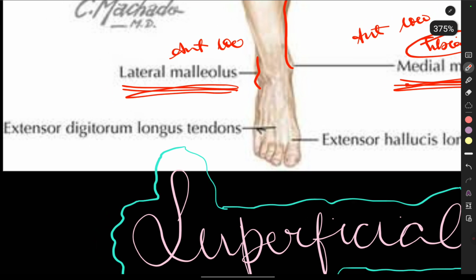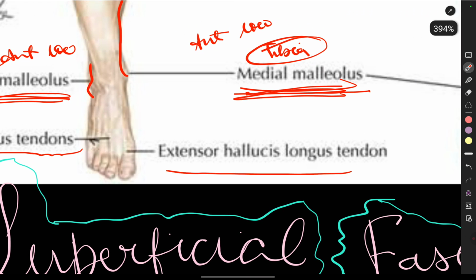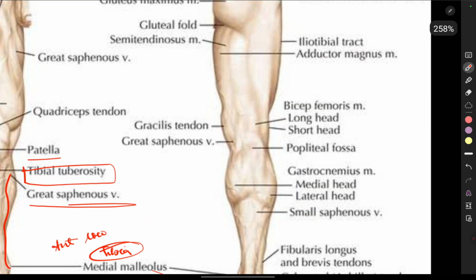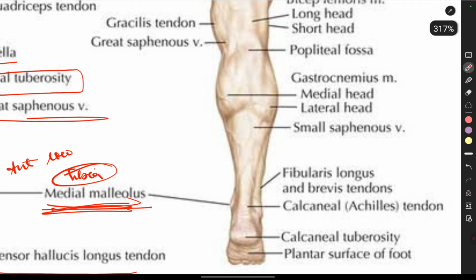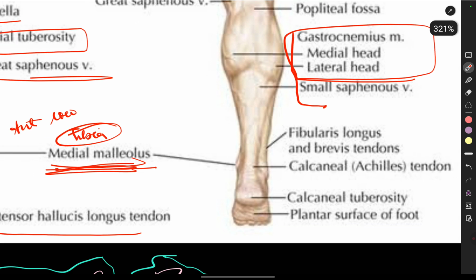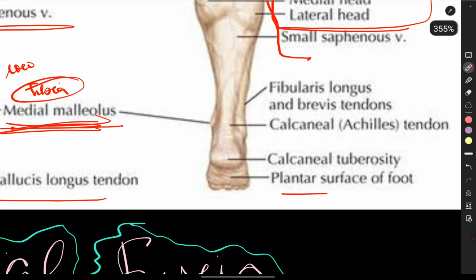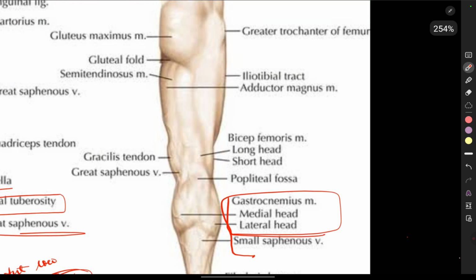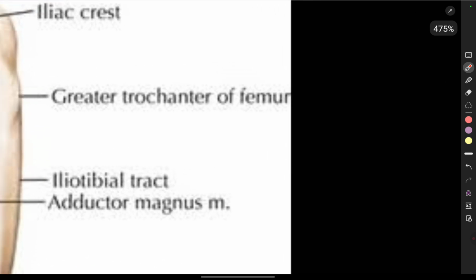Now these are the tendons, EDL tendons and EHL tendons. We'll study about the muscles soon. On the posterior side we again have the muscles, these are the muscles of the back of leg. We will study that soon. This is called the plantar surface, and whatever is on the anterior is called the dorsum of the foot. So these are the important surface landmarks.